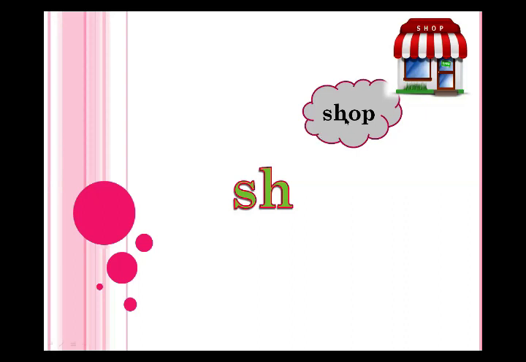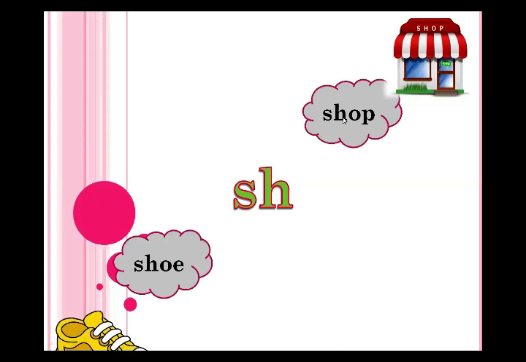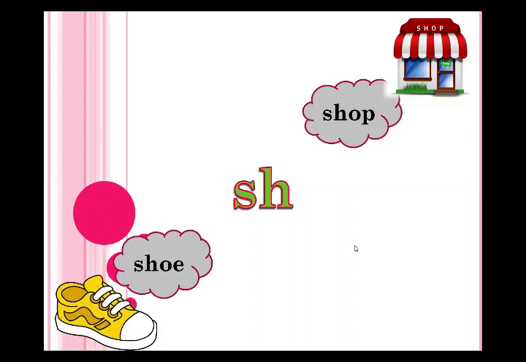Okay, next you can see, here is a shoe. What is here? It is a picture of a shoe. So shoe starts with the sh sound. The starting sound is sh. You can see that in the beginning here is SH, and both letters give a single sound, sh.